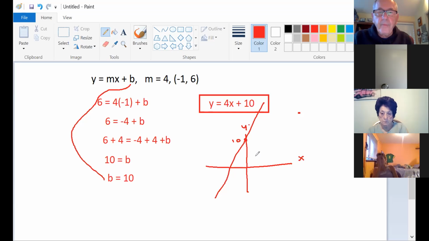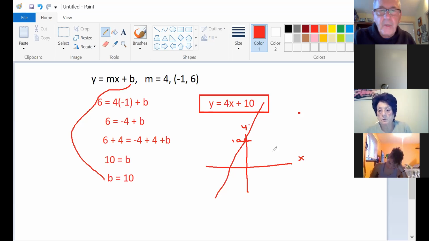So at the 10, you add 4 over? Well, yeah, I'm just trying to see it on the graph. This is 10 right here, and this is 0. So this is up 10, that's where it crosses the y-axis. Then it's got a slope of 4, so you go up 4 and over 1. So it's a 4 to 1 slope and it crosses the y-axis right there at 10.